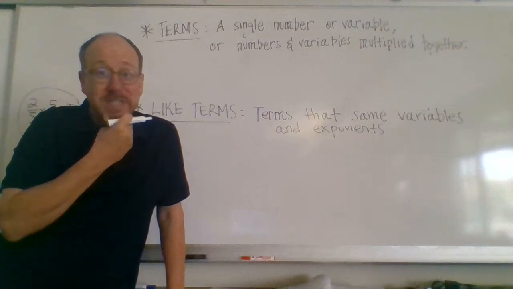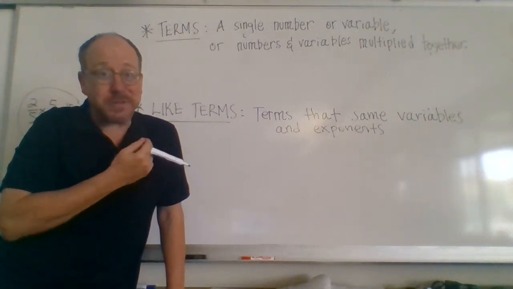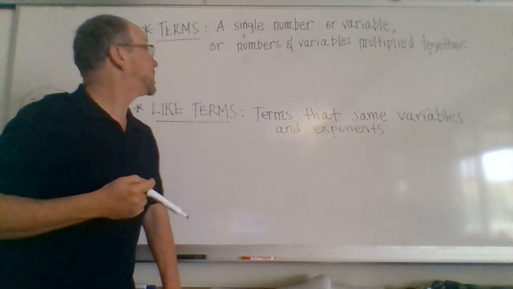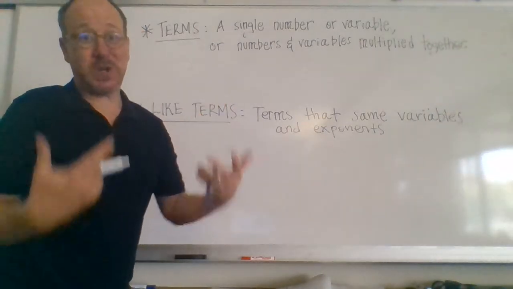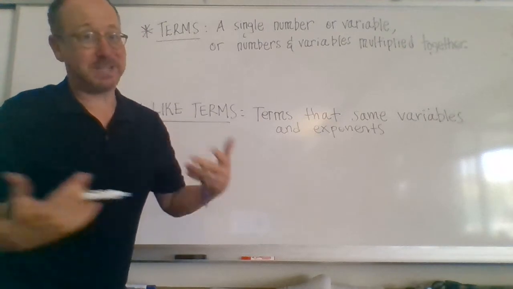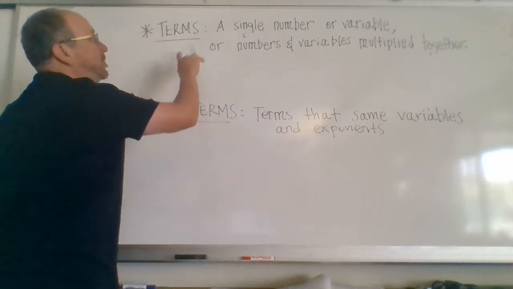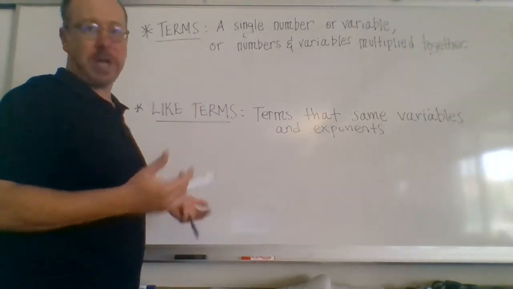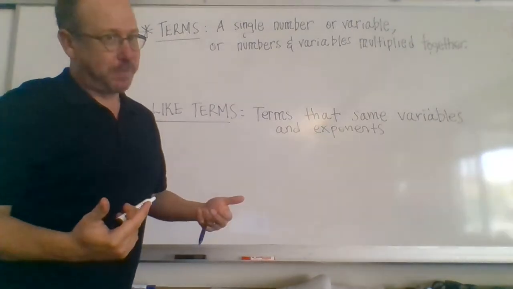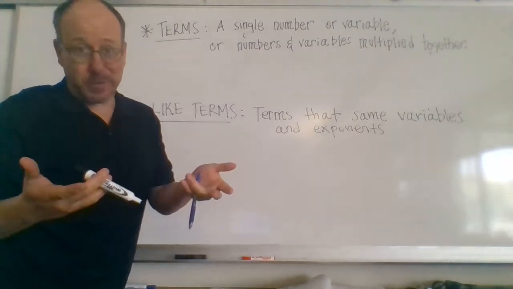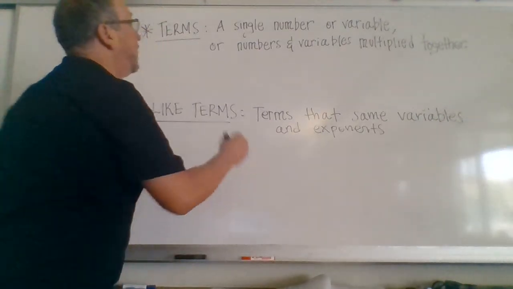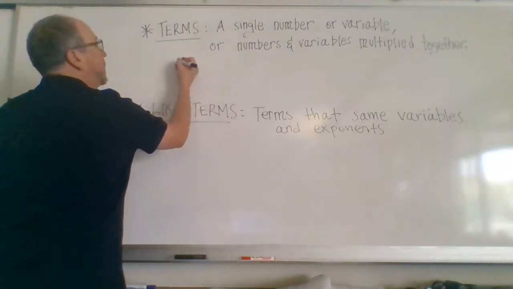Good morning, Math Ninjas. In this Ed puzzle, we're going to talk about some terminology, and specifically the word term as it relates to mathematics and algebra. And it's simple. A term is a single number or variable, or numbers and variables multiplied together with algebraic notation. Okay, so we're simple.